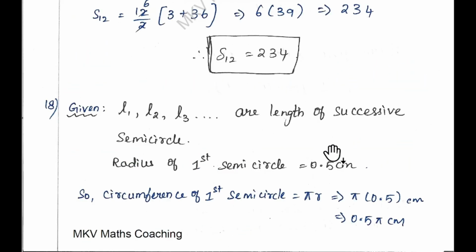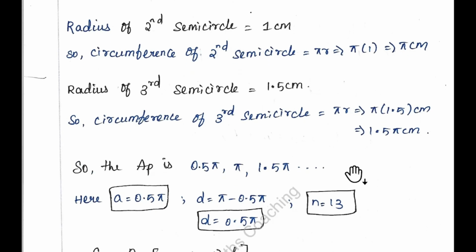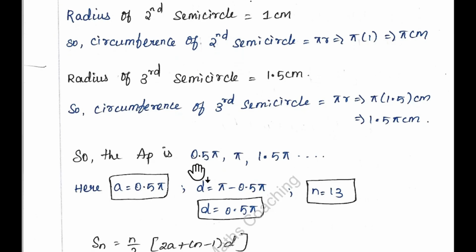So what series can we get from this? 0.5 pi, pi, and 1.5 pi. It goes on like this, no? So from this series, what is the first value? a is 0.5 pi. d is the common difference, pi minus 0.5 pi. You subtract off pi, so 1 minus a half will be a half again, no? So 0.5 pi is the common difference.